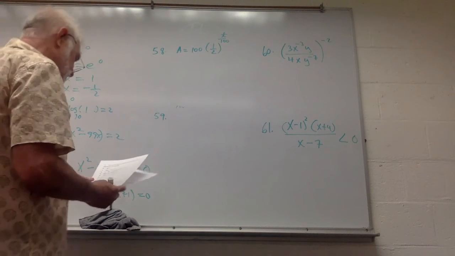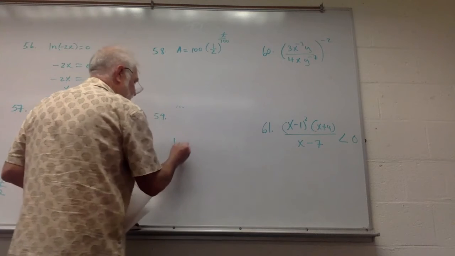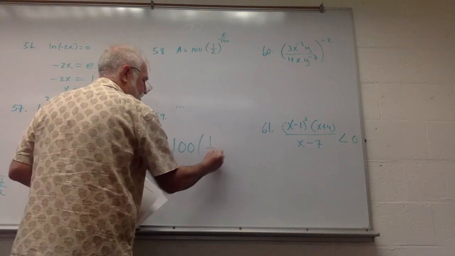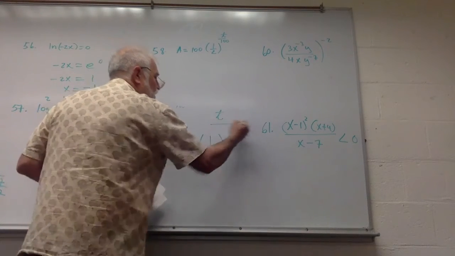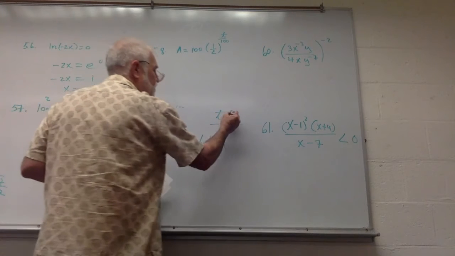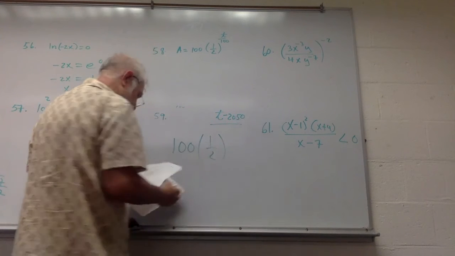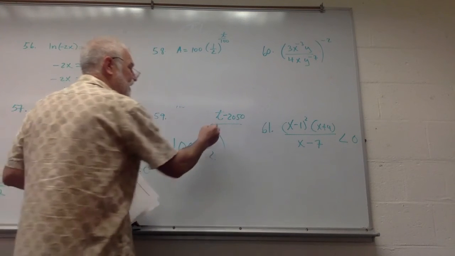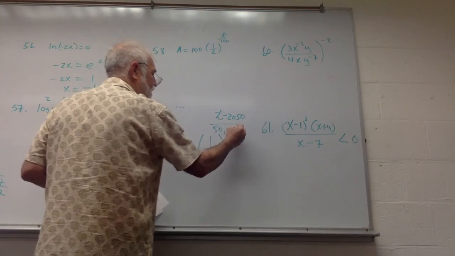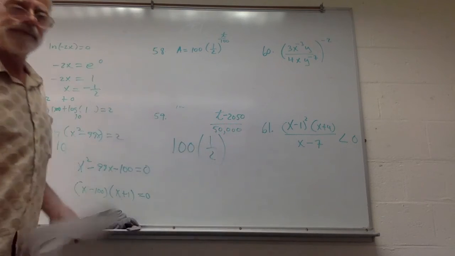Number 59. Oh, we have 100 pounds of uranium. Okay, you start with 100, you have it. Based on time, what are we doing? We got a starting date? Yeah, minus 2050. And what else we got? How long does it take? Every 50,000 years, that uranium. Oh, bad stuff.